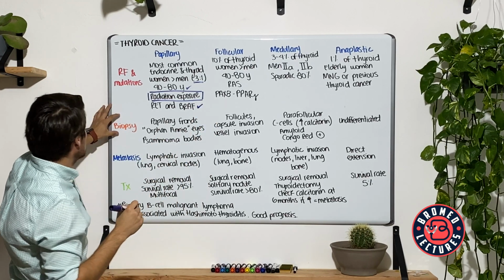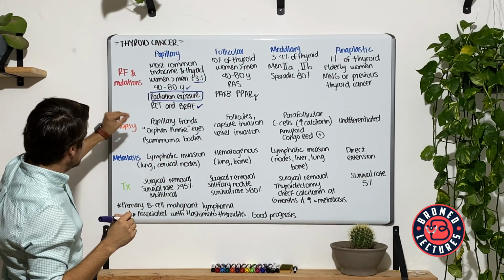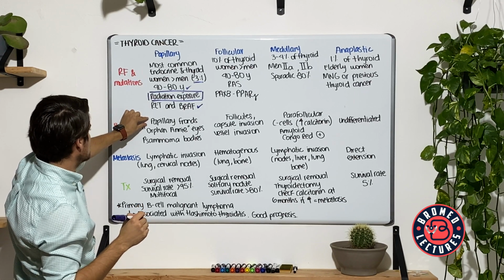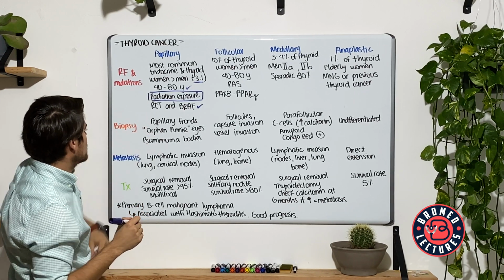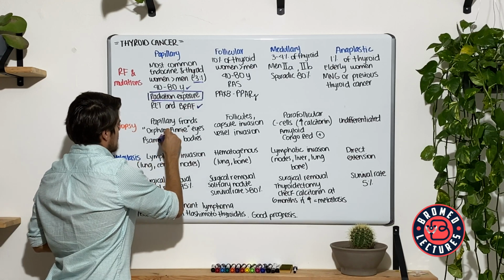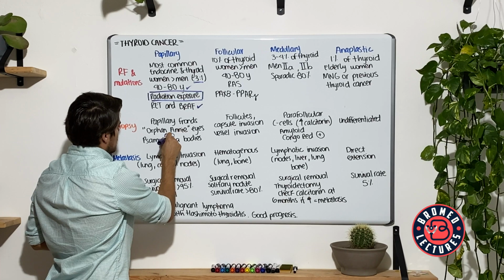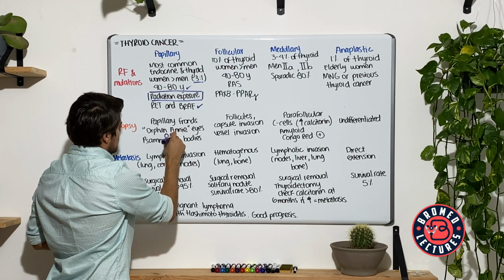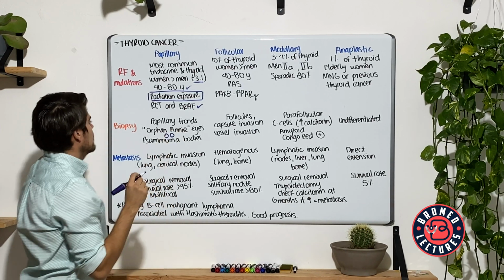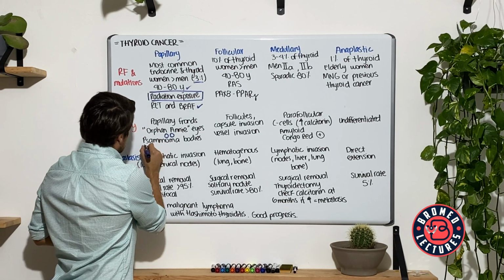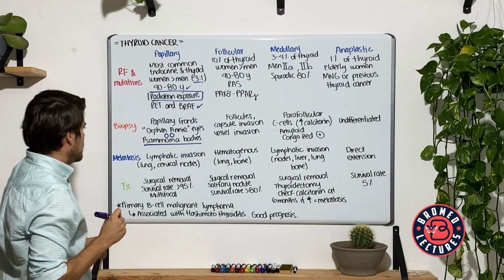Now, the biopsy. This is the one in which you're going to see, of course, the papillary fronds, as the name implies. The Orphan Annie eyes, remember these ones are the ones with the nuclei, with the chromatin at the sides. And that's why they are calling them the Orphan Annie eyes. And the calcifications described as psammoma bodies.